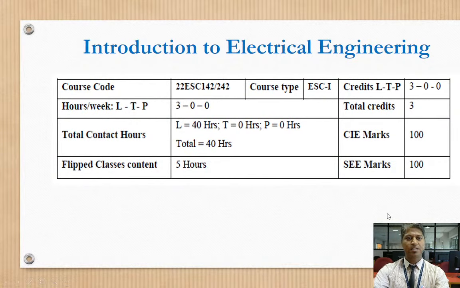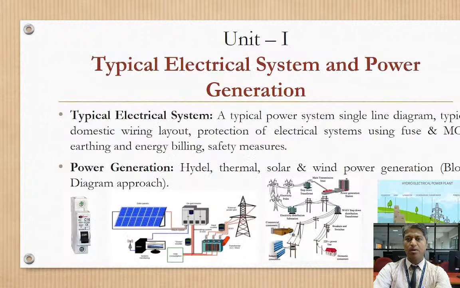Hello, dear friends. Today I'm here to introduce a subject named Introduction to Electrical Engineering, whose subject code is 22 ESC 242. This is all about getting to know about the electrical things. As per the syllabus in Unit 1, we are going to study typical electrical systems and power generation. Here we are going to see different types of electrical power generation like hydropower station, thermal station, solar and wind power generation using block diagram approach.